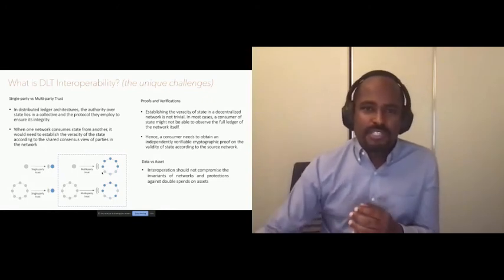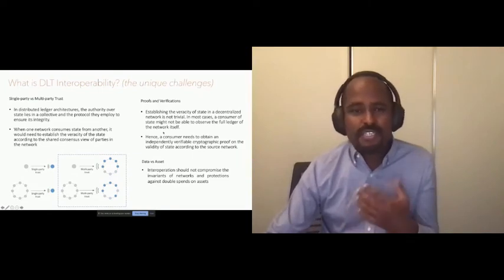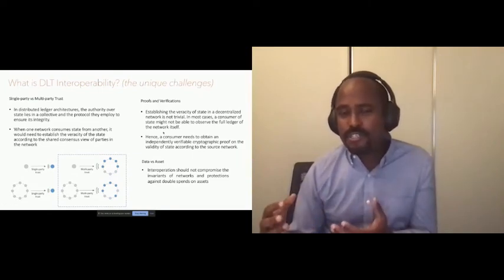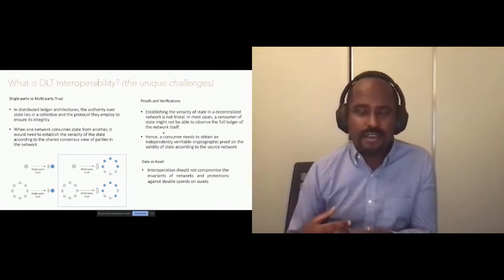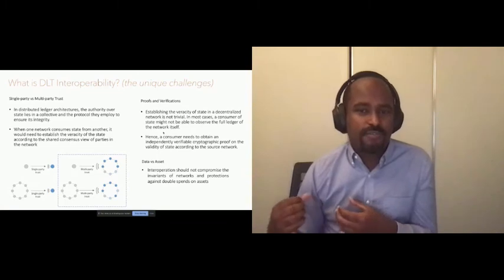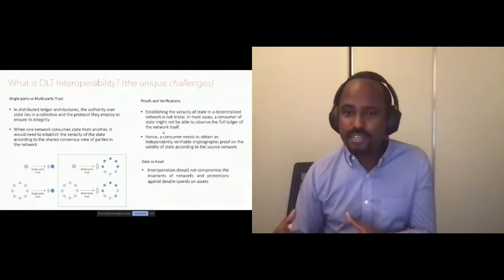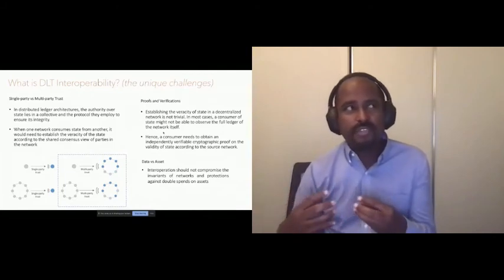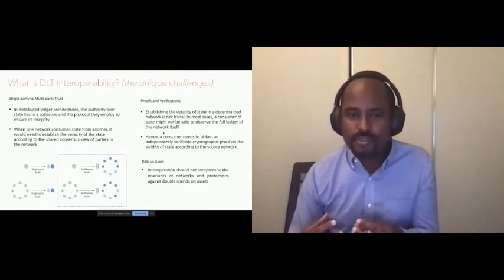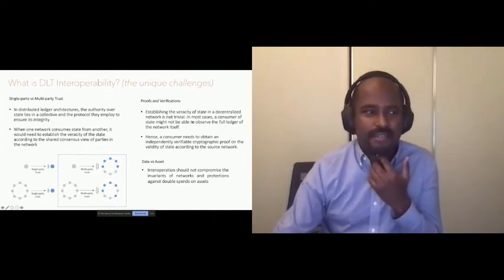So, which leads us to what I mentioned earlier, which is proofs and verification. Every time you query state from a blockchain network, you need to establish that it's valid according to the consensus rules. Another consideration is the difference between data and assets. Assets have certain properties, you can't double spend, and there are a number of other things you need to consider with assets that you also need to preserve in the context of interacting with other networks, right? So these two things to keep in mind.